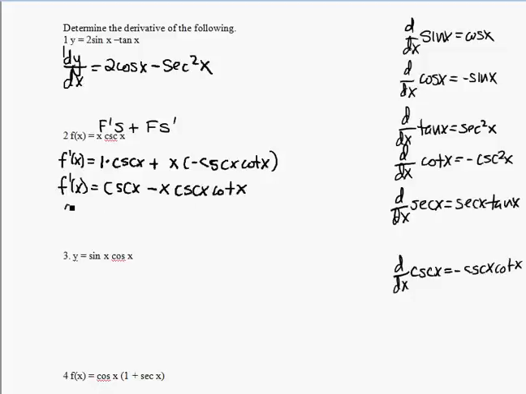I'm going to factor out a cosecant. Hopefully something nice happens, though I don't think it does. And there's no nice identity with that, so we're just going to leave that one be.